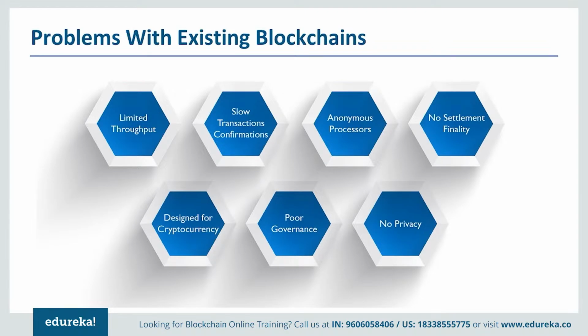Anonymous processors, so anyone can join and can try to manipulate the network. No settlement finality, which is kind of incorrect because the public networks are also finalizing the transaction and putting it there, but the transaction finality takes a lot of time and a lot of iterations, which is not the case in Hyperledger Fabric. Then designed for cryptocurrency, so conventional blockchains are designed for cryptocurrency, while in a permissioned business network, you need not have the requirement for having a token or a cryptocurrency.